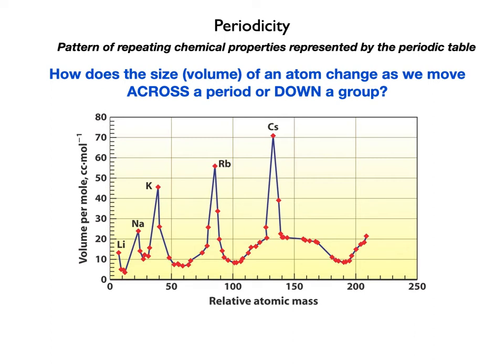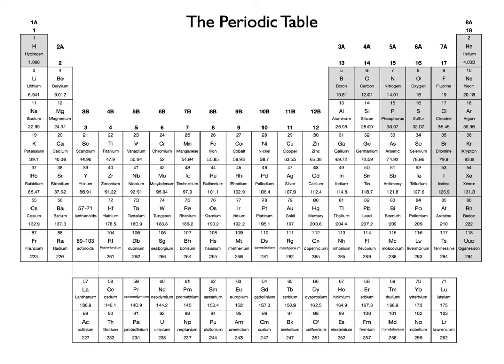As we go across a period, each one of these red dots represents an atom. And so if we back up for a second, we can see, so here's lithium, for example, and then sodium and potassium. So if I back up to a periodic table, lithium, sodium, potassium, so those dots that are labeled are going down a group.